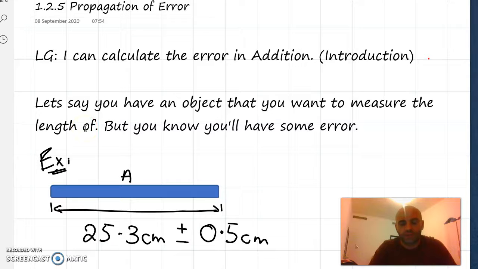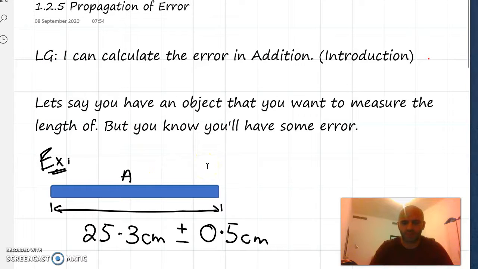Okay, so this video is just a short introduction to the propagation of error and how error works through calculations. I think it's important that you understand this more so than just try to learn off formulas. So the first thing we want to look at is just basic addition, okay?